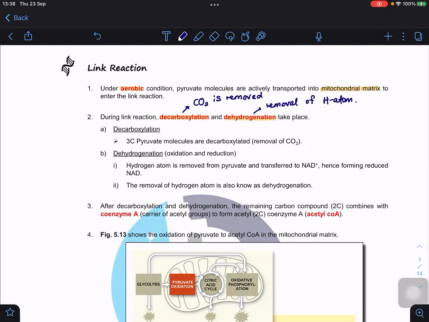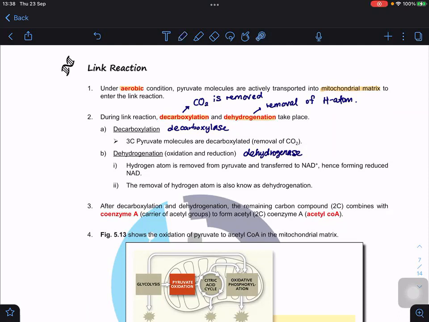So for the enzyme involved here, in decarboxylation, you need to know the enzyme. So the enzyme is called decarboxylase. Okay, for dehydrogenation, the enzyme is called dehydrogenase. So very simple, right?